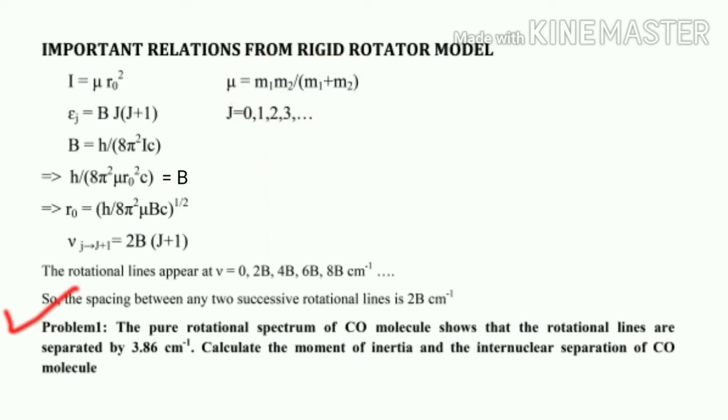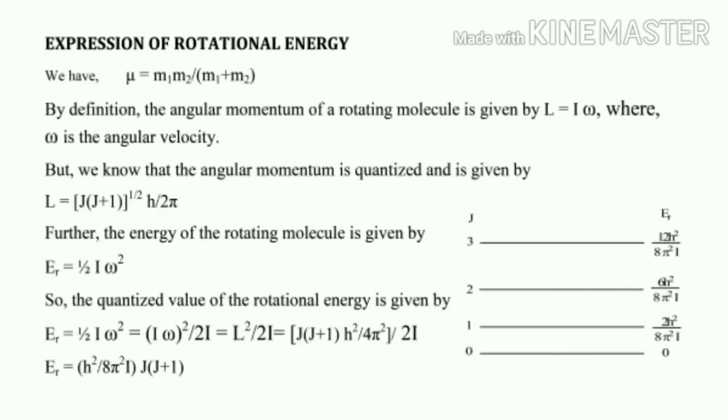Okay, then using this relation I is equal to mu r naught square, you can easily find out the value of r naught. Alternatively, you can also use this equation and substitute the value of mu and B to find the value of r naught directly. Next, we will see the expression for the rotational energy.